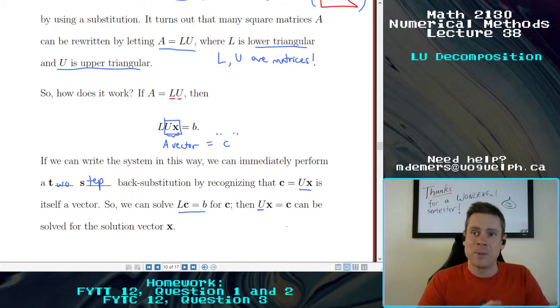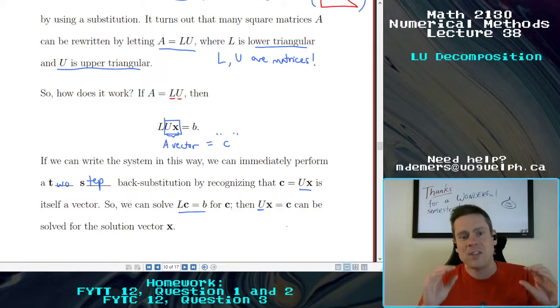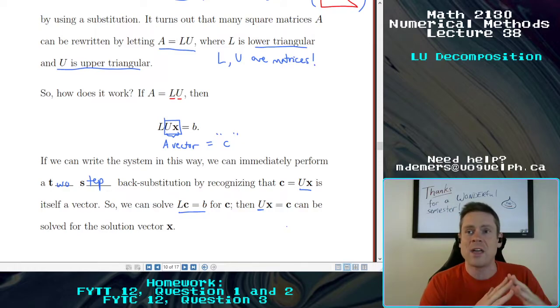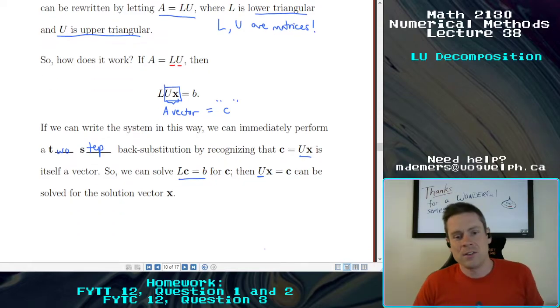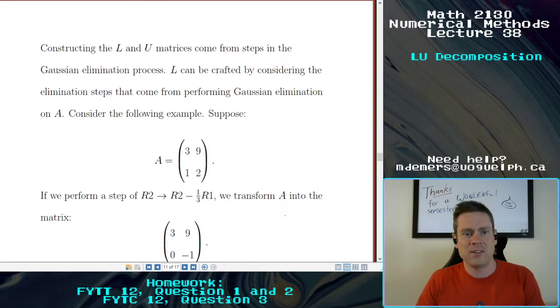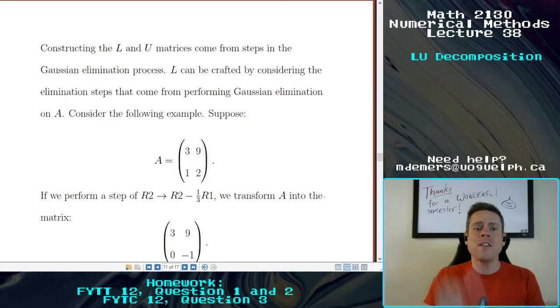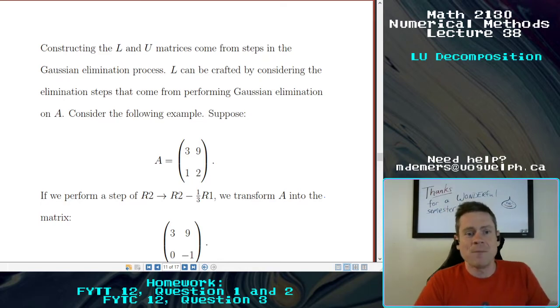Because it seems like it would be a really advantageous thing to do. And it turns out that what you need to do that is nothing more than recognizing the steps that you would need to take to reduce that A down. And we're going to see that it's really not that hard to do. So let's see how. Constructing the L and U matrices come from steps in the Gaussian elimination process.